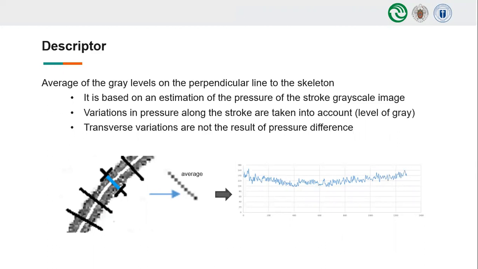In order to estimate this pressure descriptor, the morphological skeleton of the stroke is first obtained. Once the stroke has been skeletonized, the perpendicular line to the skeleton is calculated for each of these points. Then the descriptor is obtained, taking into account the average for each point of the skeleton.